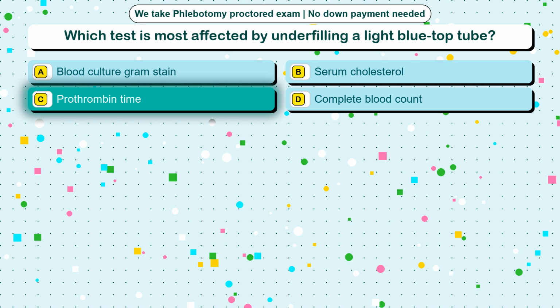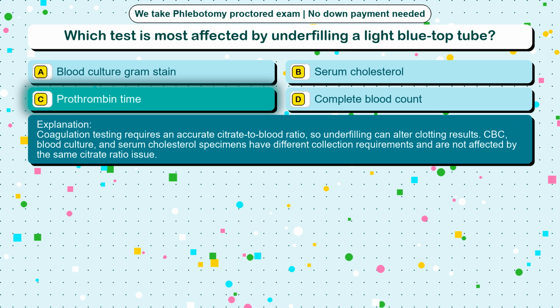The correct answer is option C. Prothrombin time. Coagulation testing requires an accurate citrate to blood ratio, so underfilling can alter clotting results. CBC, blood culture, and serum cholesterol specimens have different collection requirements and are not affected by the same citrate ratio issue.